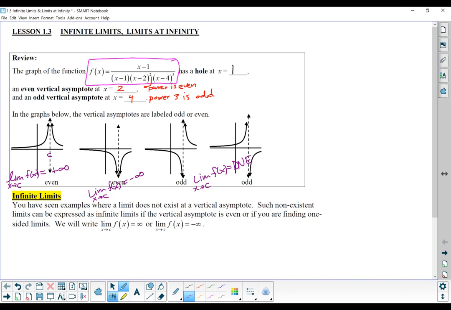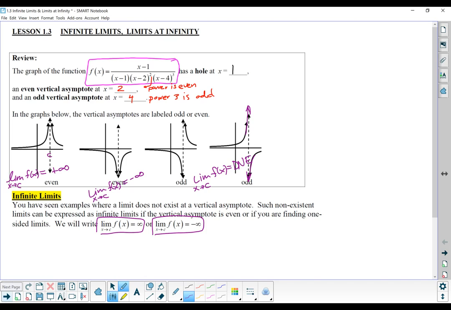So when we talk about infinite limits, this is what we're talking about: the function is increasing to positive infinity, or the function is decreasing to negative infinity. If possible, instead of saying does not exist, we do prefer to give positive infinity or negative infinity, unless we're not able to.